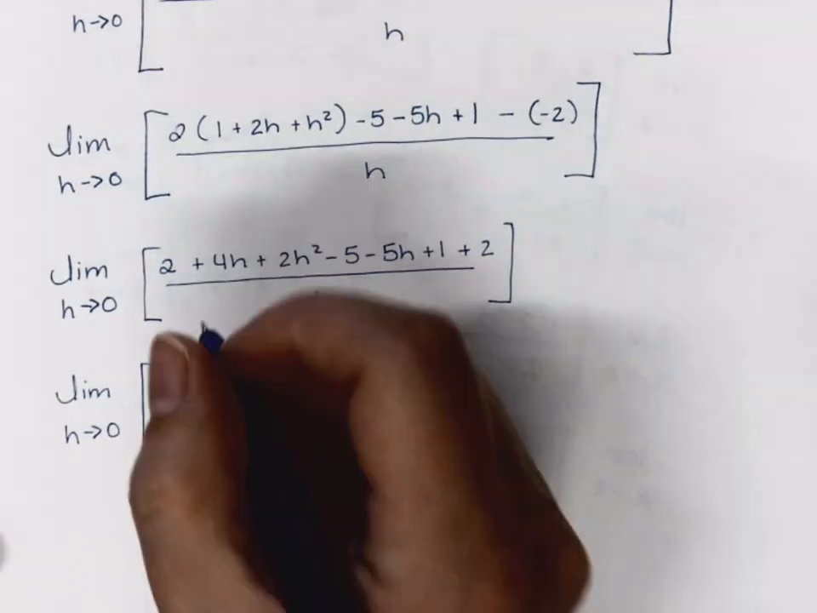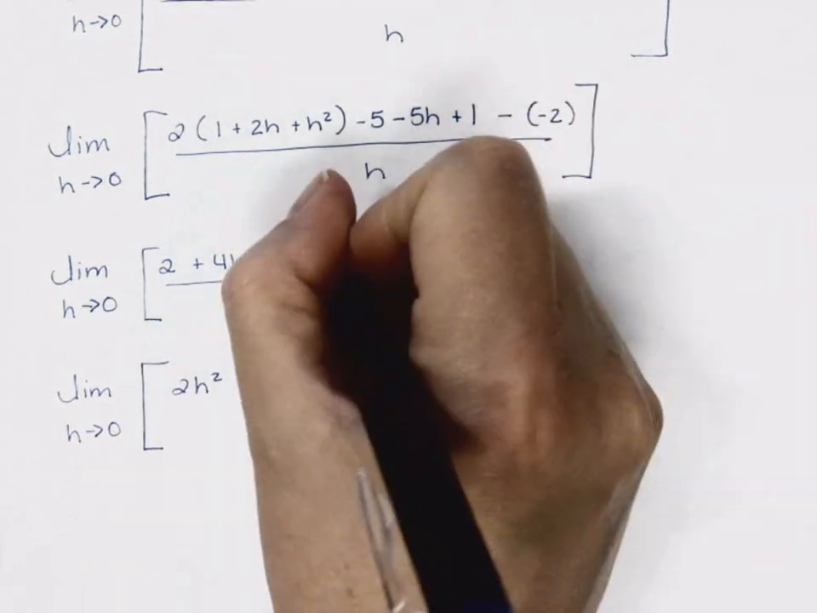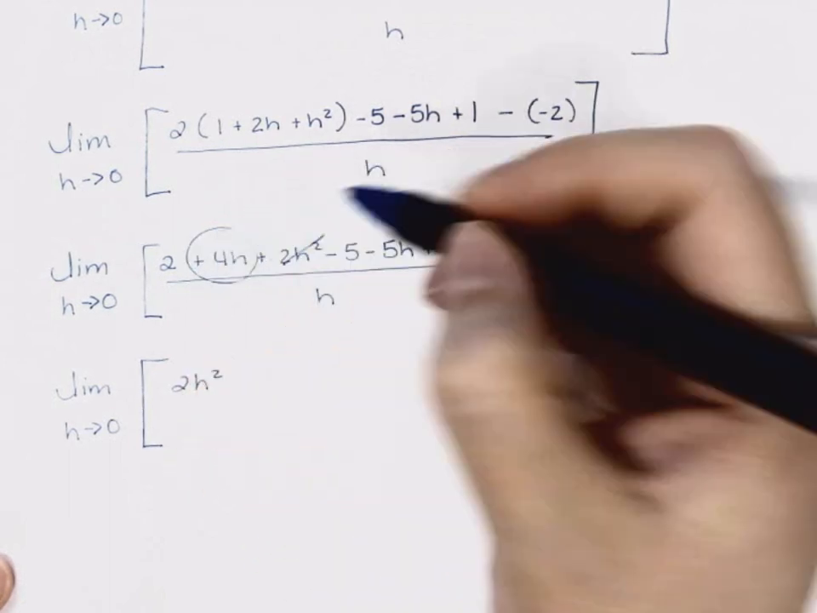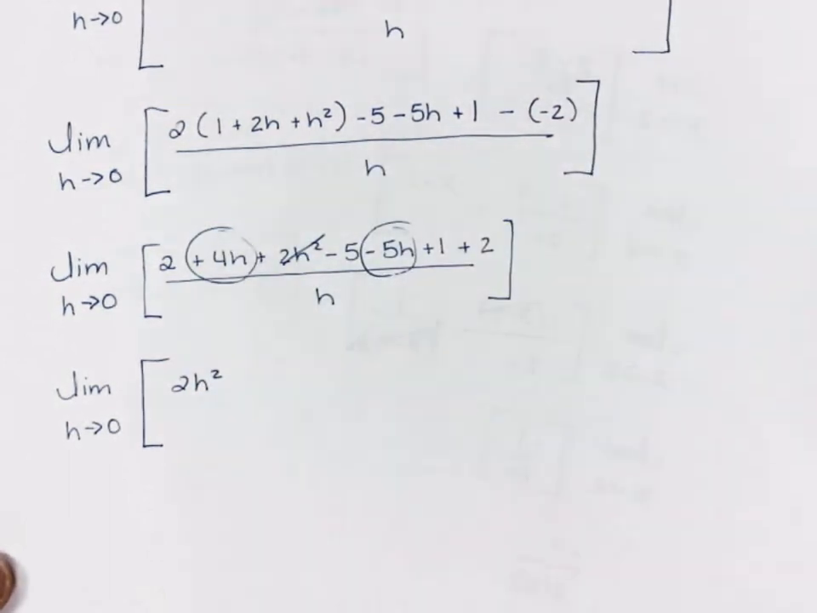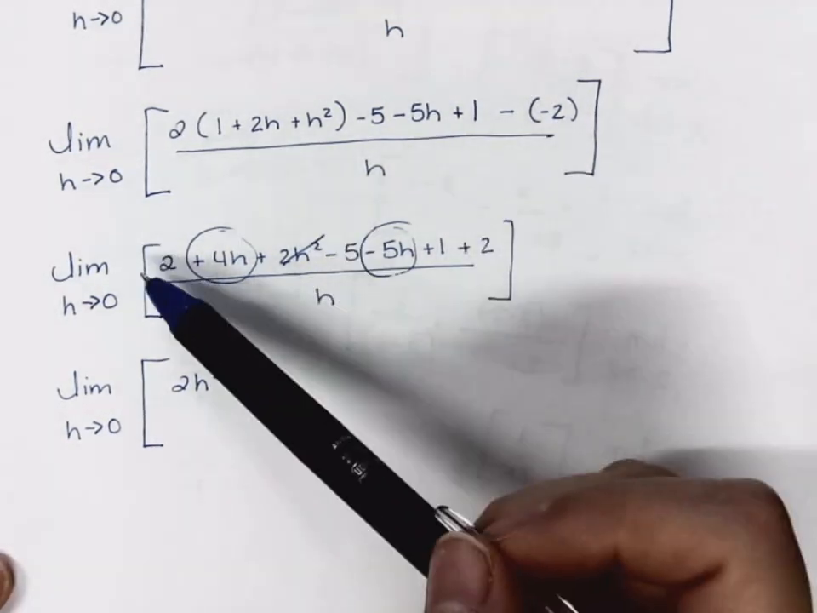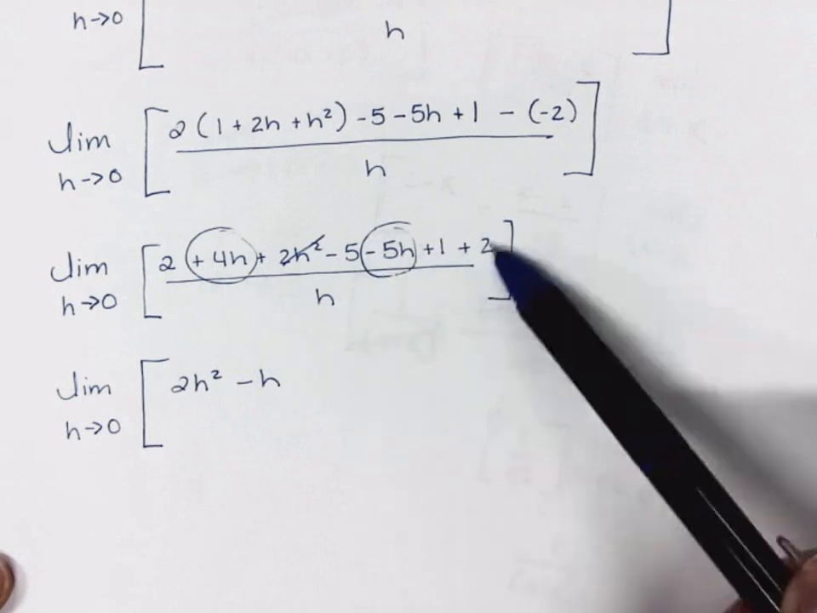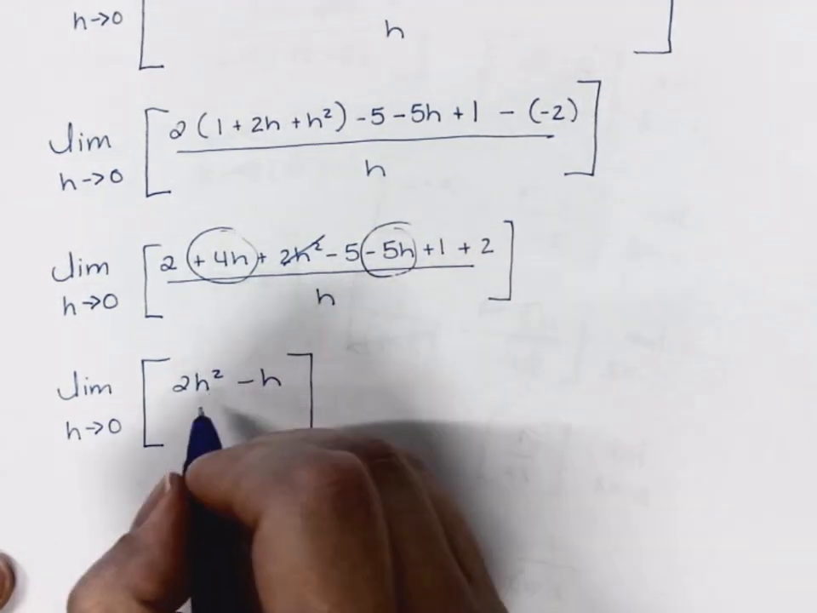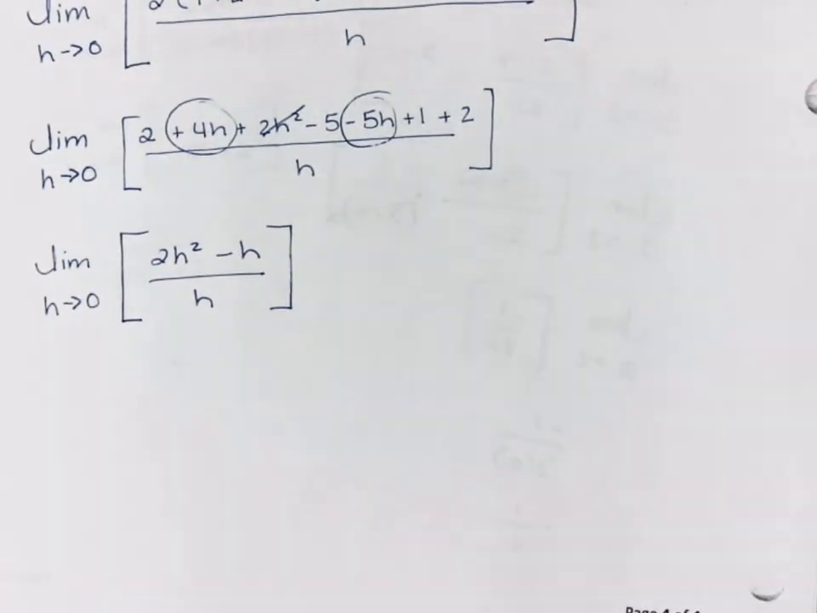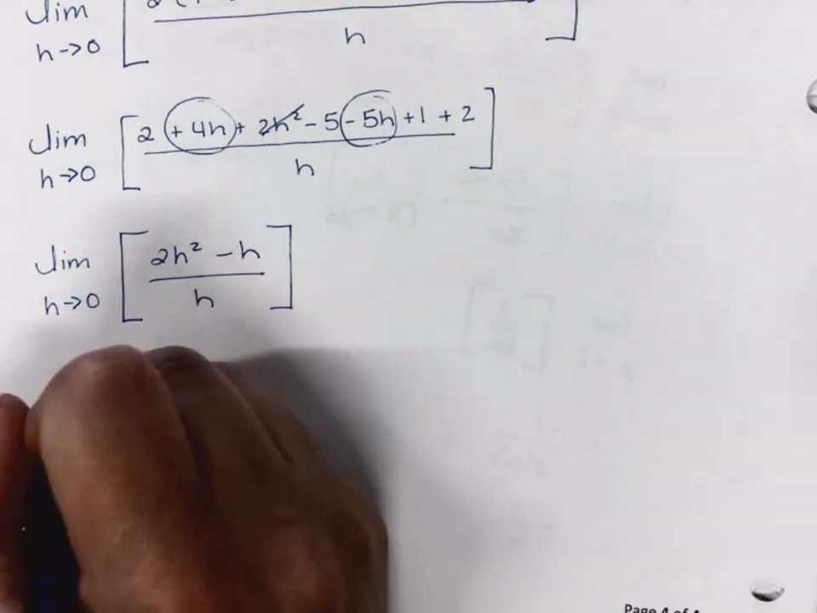Okay, I definitely have a 2h squared. Just going to write that down. Okay, so I have a 4h and a negative 5h, so I'm going to have negative h. And then I have 2 minus 5 is negative 3, plus 3 is 0. And so we did all that. We got this expansion. If we did direct substitution in here, we'd be right back to where we were, 0 over 0. But there's more stuff we can do. We can factor now.